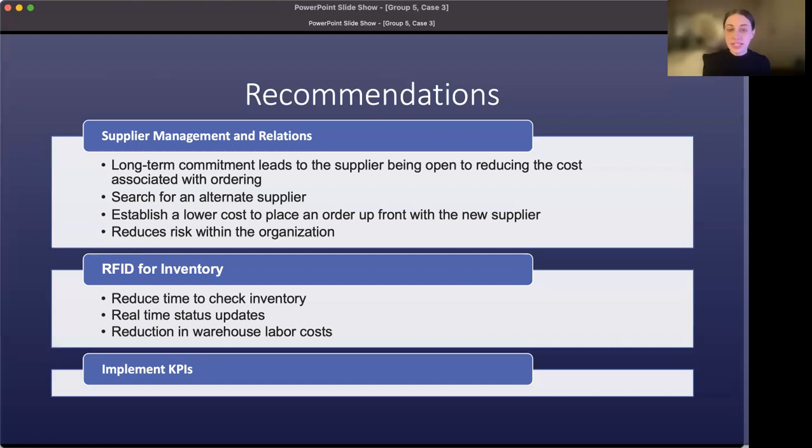And lastly, RFID leads us to our last recommendation as it enables real robust KPI tracking. And implementing KPIs will help track performance in real time and identify gaps in the system. These metrics offer measurability of effectiveness and efficiency. And KPIs could include tracking labor costs, shipping costs, lead times, inventory count, measurement, performance.